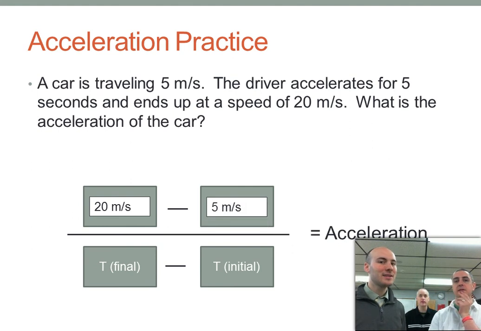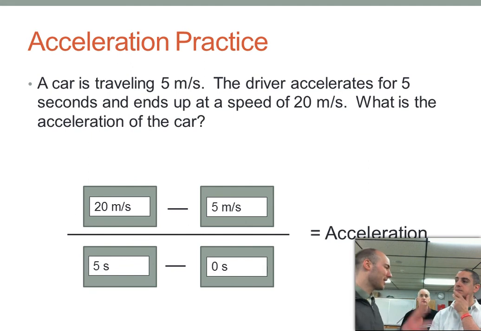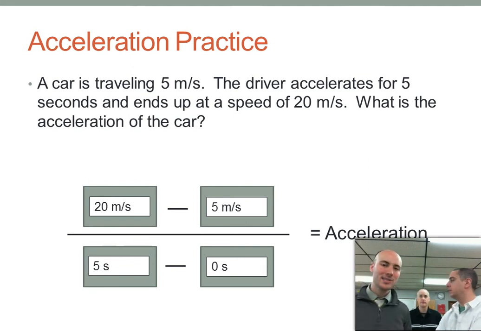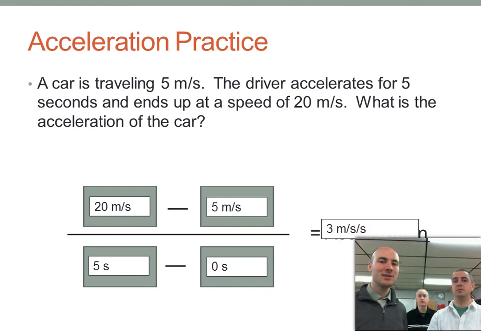Yep. So we got those numbers plugged in. Now we got to figure out our time. How long did it end up taking? 5 seconds. This is one of those cases where we just started measuring at the beginning of the problem, so we're going to plug in 0 seconds here. So you got 20 minus 5, which is 15. And then 5 minus 0 is 5. So you have 15 divided by 5, and that gives you 3 meters per second squared.